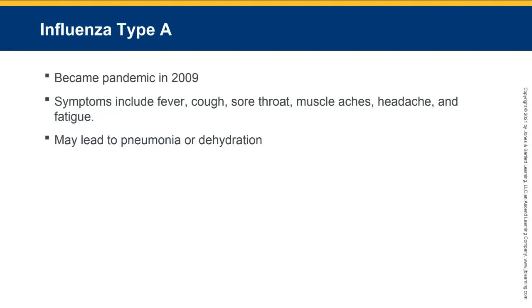Influenza type A became a pandemic in 2009. Symptoms include fever, cough, sore throat, muscle aches, headache, and fatigue. It may lead to pneumonia or dehydration. I'm supposed to know this like the back of my hand by now. Infection leads to dehydration and mucus clogging up the air passage.